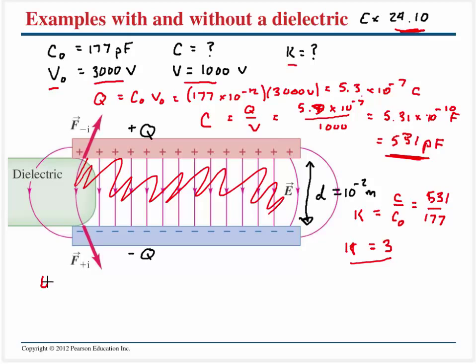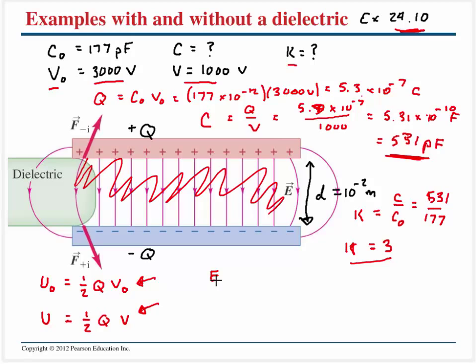Let's talk now about the energy. We can write the initial energy stored in this capacitor to be 1/2 multiplied by the charge multiplied by the initial voltage, and then we can also write the energy is equal to 1/2 the charge multiplied by the final voltage. The charge is the same. Voltage goes from 3,000 volts to 1,000 volts, and so we can convince ourselves that the energy stored in this capacitor is going to decrease by a factor of 3.